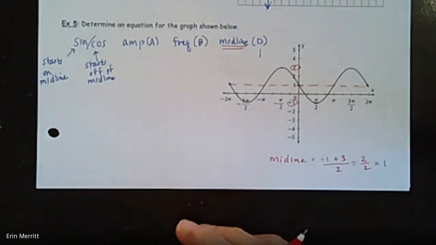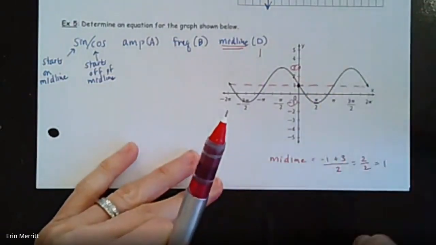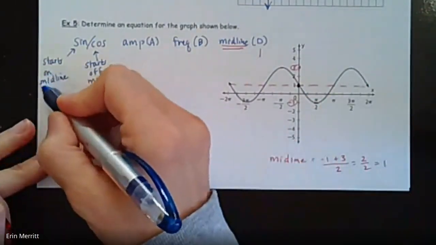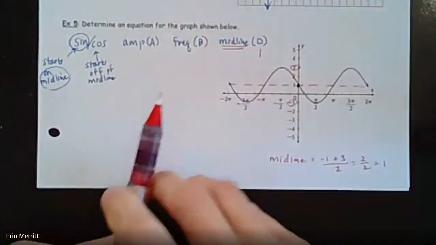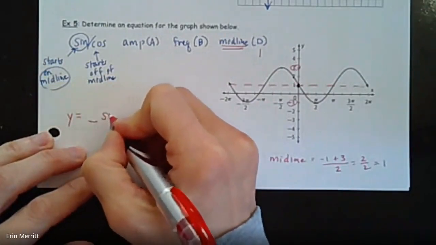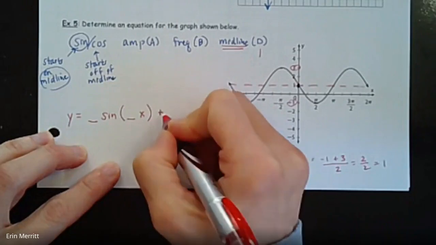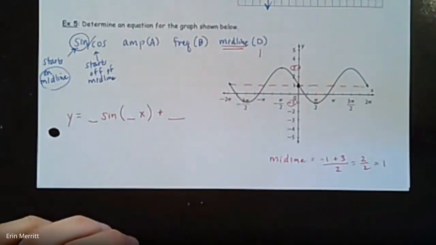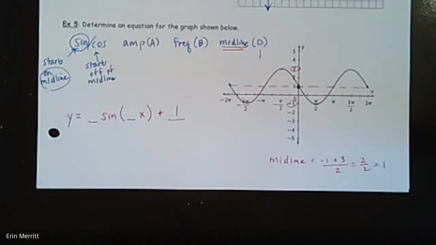Now, look at the curve itself. And at 0, it starts right on the midline. So since it starts on the midline, this is a sine curve, all right? So now I know I'm going to have something, sine of something, x, and then plus something. Well, we know that part of it. That's 1. That's our midline right there.